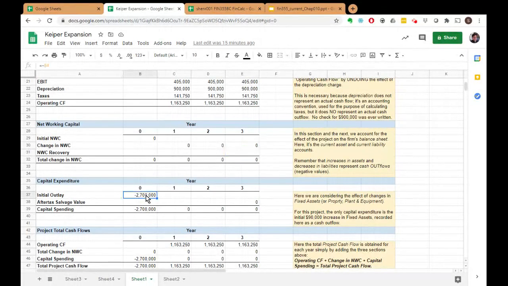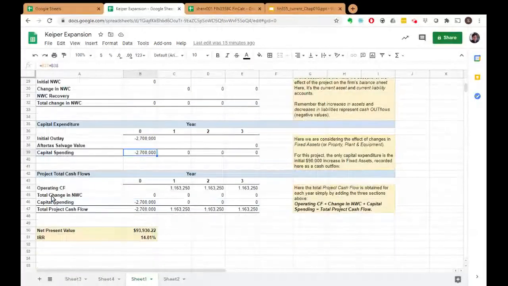The capital expenditure, again, we're going to deal with projects where the capital expenditure occurs all at once, up front, as the initial outlay. At time zero, we're spending $2.7 million. There are no further capital expenditures occurring during the life of the project, and we were told that the salvage value of this project would be zero. So nothing to worry about down here. That's the only cash flow related to capital spending, the initial $2.7 million.